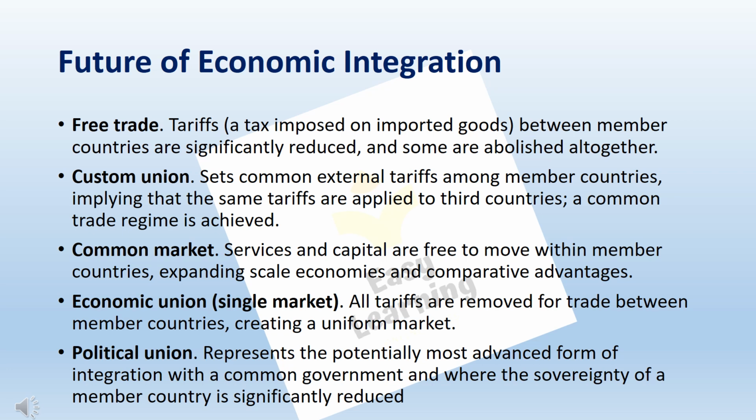Then a common market. Services and capital are free to move within the member countries, expanding the scale economies and the comparative advantage. Then we have economic union. All tariffs are removed for trade between the member countries, creating a uniform market. Then the last one is political union, which represents the most advanced form of integration, with a common government and where the sovereignty of member countries is significantly reduced.